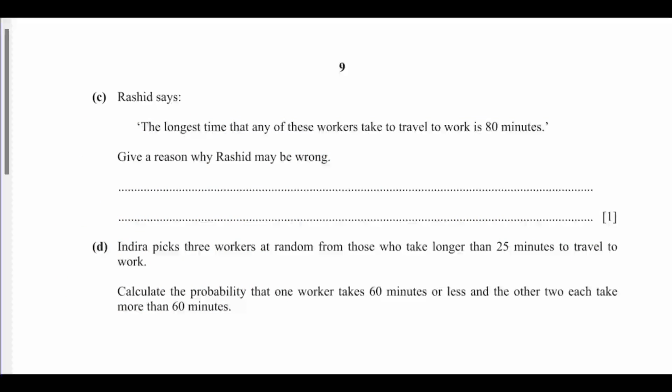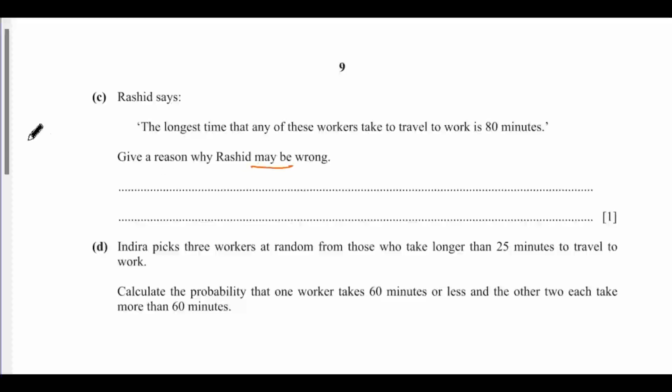So that will be question C. Rashid says the longest time that any of these workers take to travel to work is 80 minutes. Give a reason why Rashid may be wrong. Okay, look at this, may be wrong. So it tells us that it could either be wrong or right. There's a chance that it could be right, and there is a chance that it could be wrong. So we are asked to find a reason that it could be wrong.